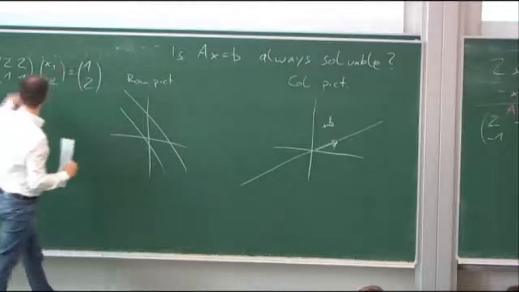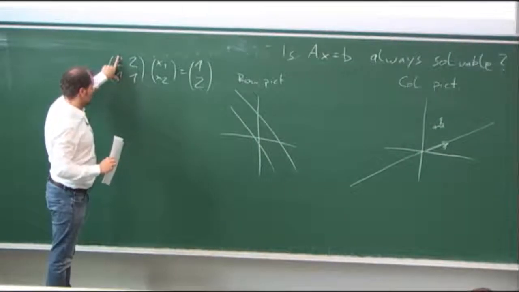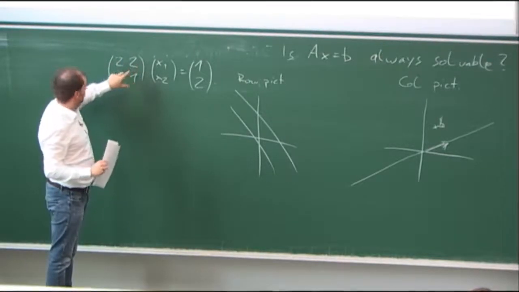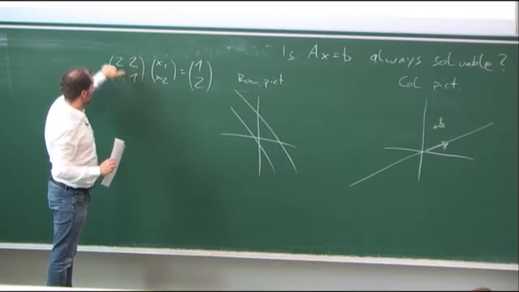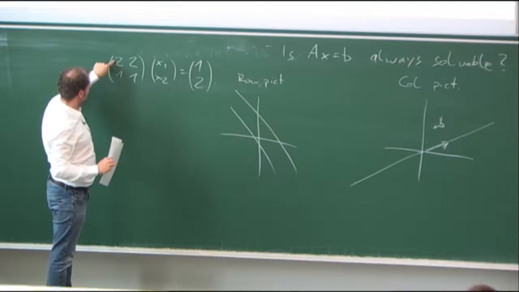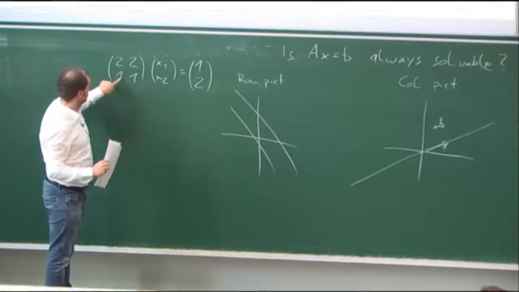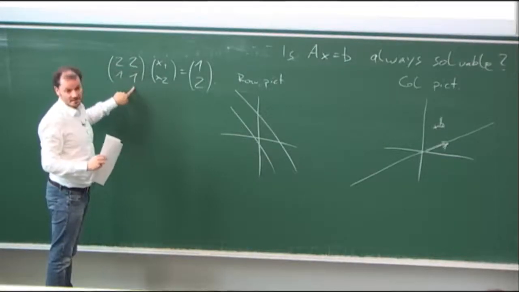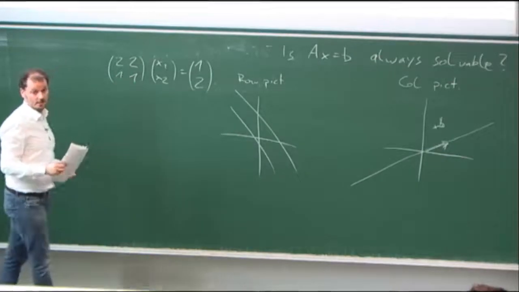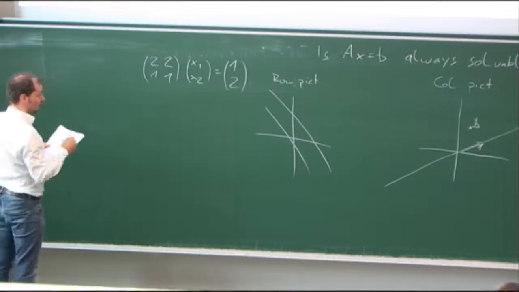And this happens if one of the rows is a combination of the other rows, or if one of the columns is a combination of the other columns. So here the first row is 2 times the second row. That gives us an indication that this is not solvable. And the first column and the second column are the same, or the second column is 1 times the first column, so this also tells us that it's not solvable.